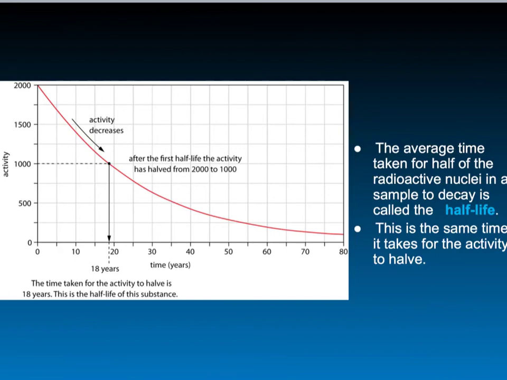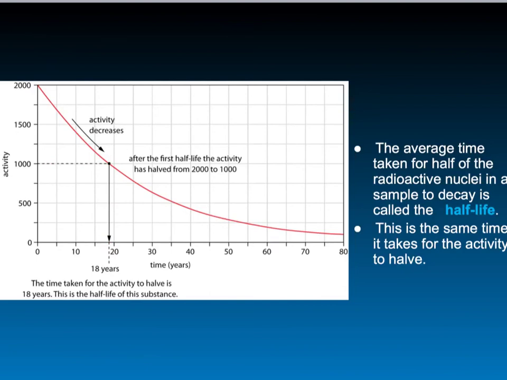If you plot a graph of the number of radioactive atoms remaining, or the activity, against time, then you can use it to find the half-life of a substance. After one half-life, the number of radioactive atoms remaining, or the activity, will have halved. So on our graph, we've got a starting activity of 2000. If we want to find out the half-life, then we halve that activity to 1000. We can draw a line across to where it meets the curve and down. And that comes out at about 18 years for the half-life of this isotope.